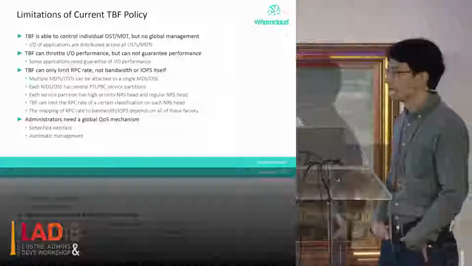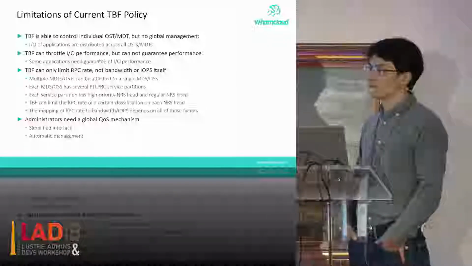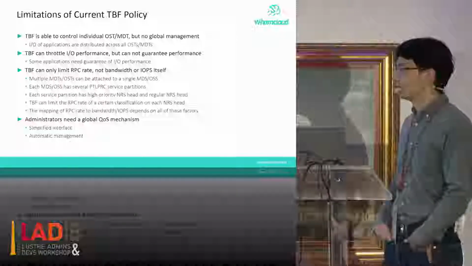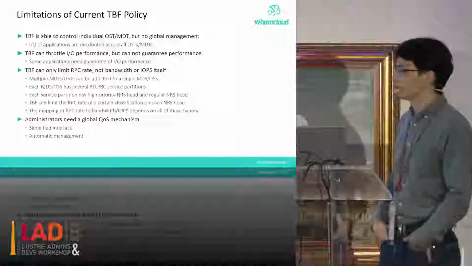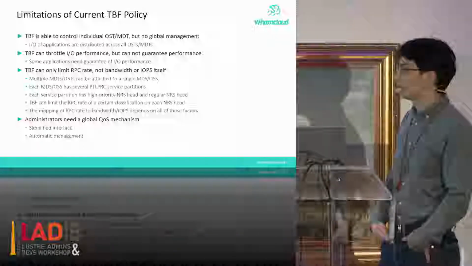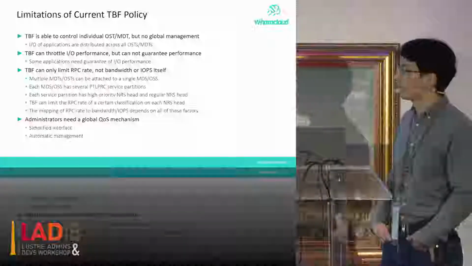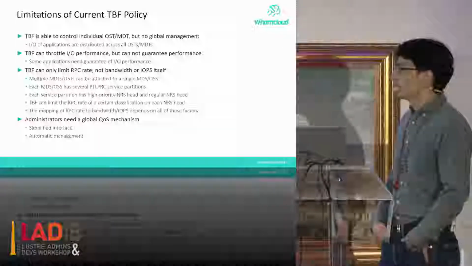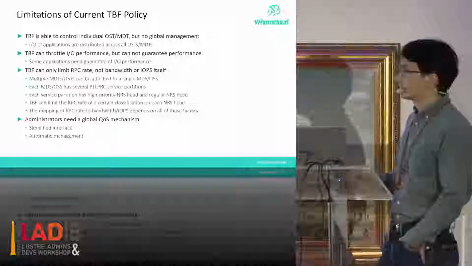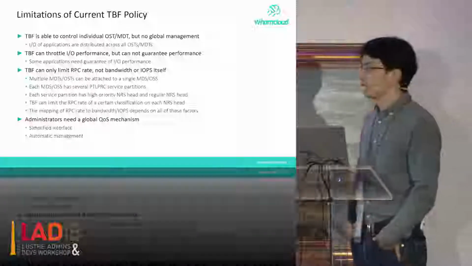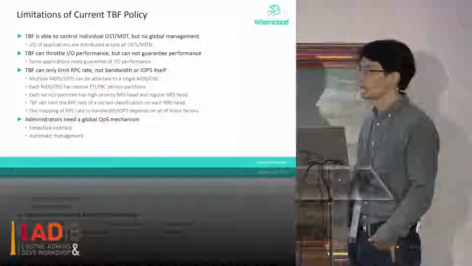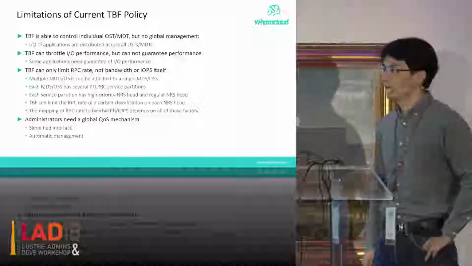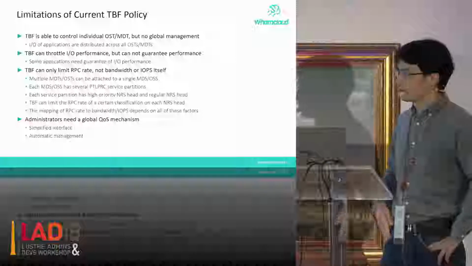And also, TBF can throttle I/O performance, but it cannot guarantee performance, right? Because it only limits the RPC rates. It cannot guarantee the handling rate of each request. Also, TBF itself can only control the RPC rate. It does not control bandwidth or IOPS directly. So there is a mapping from the RPC rate to bandwidth or IOPS, but the mapping is complex.